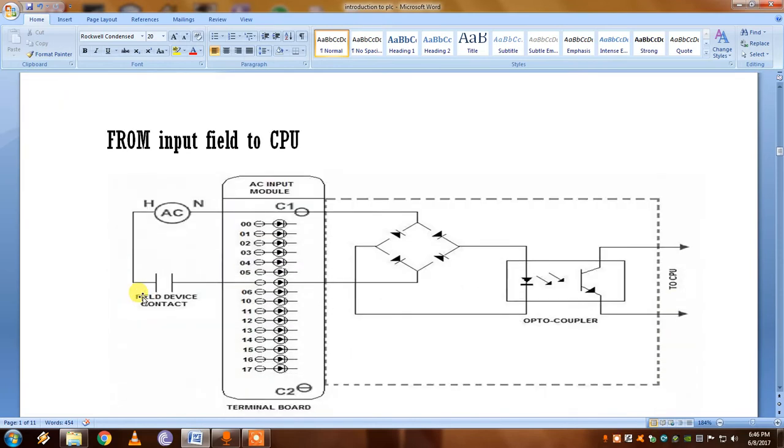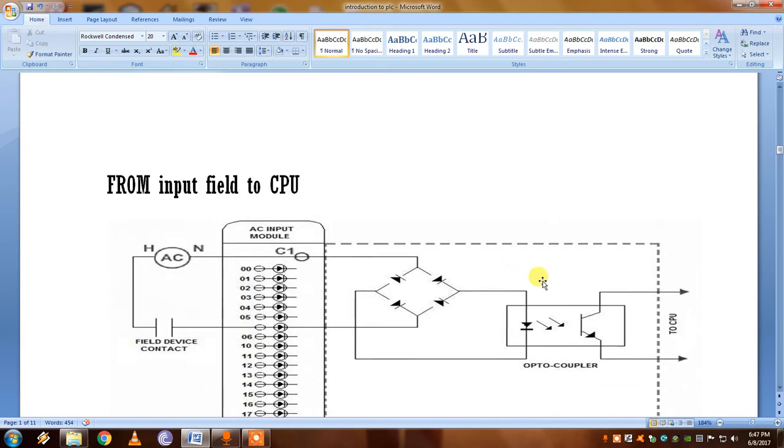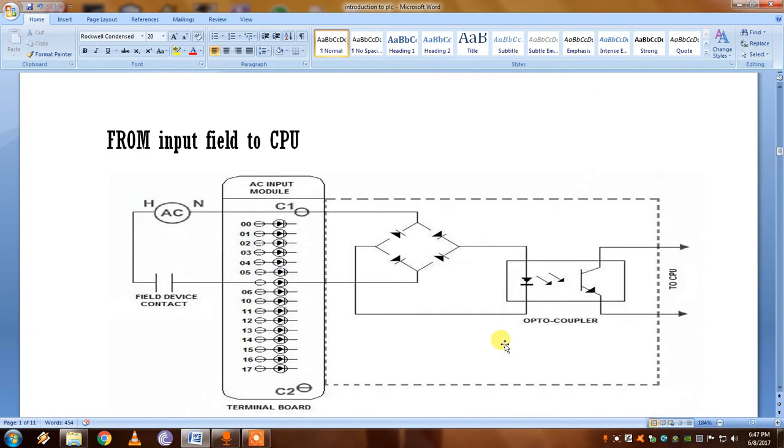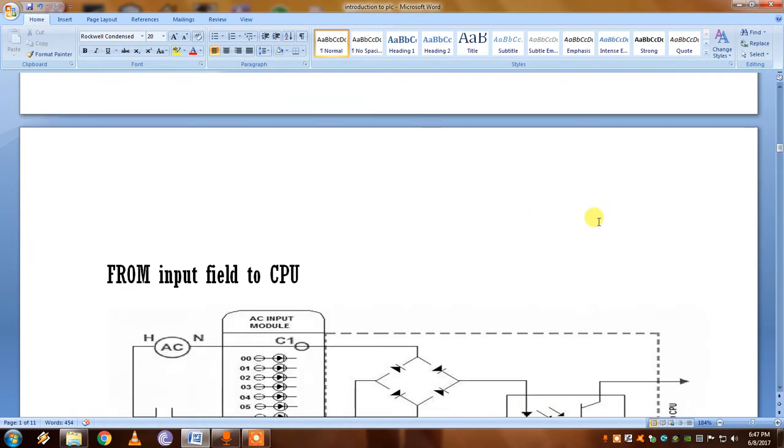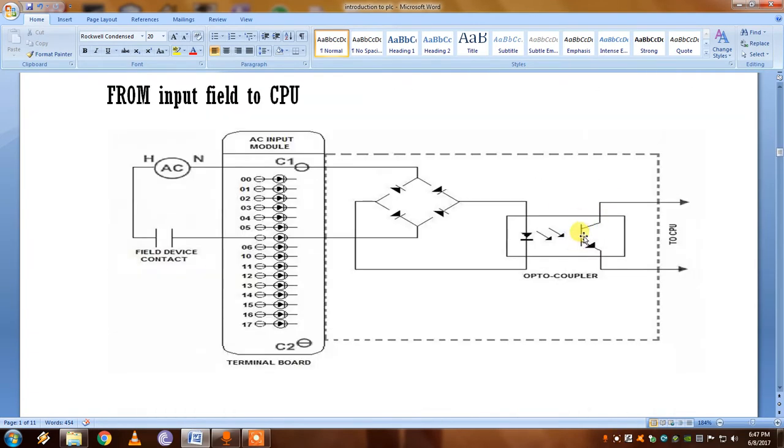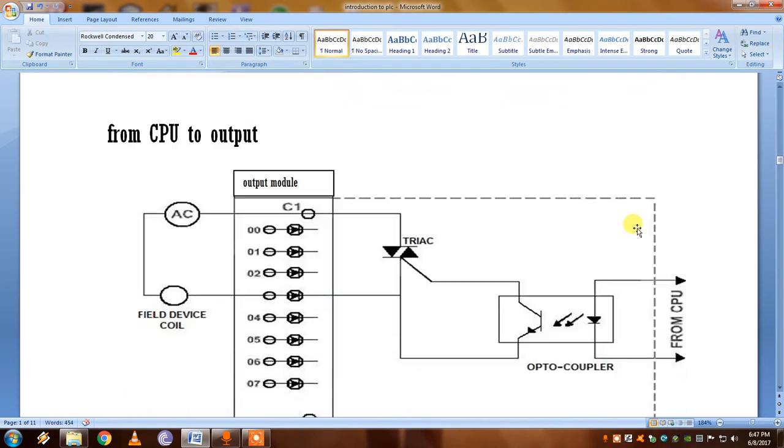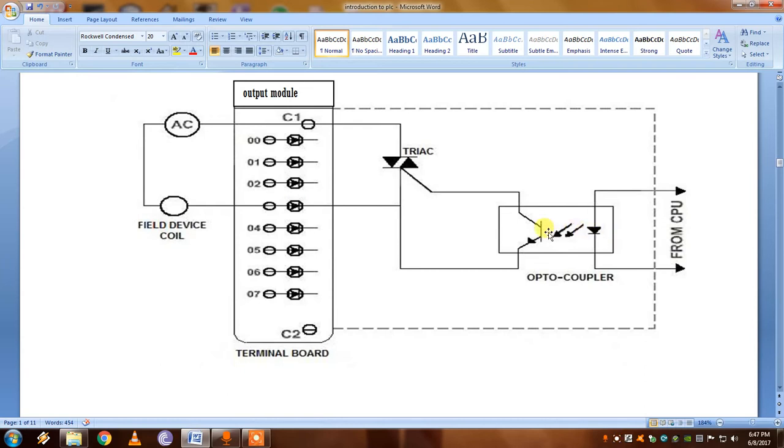Let's see from here. From the input side, the field signal is given to the SMPS and then to the optocoupler at 24 volt, which makes the LED, a diode which emits light, emit light. This emitted light is transmitted to the phototransistor, which generates a 5 volt DC signal, which is given to the CPU or the processor. In the same way, a signal from the CPU is given to a triac, which generates 24 volt DC, which is given to an output.